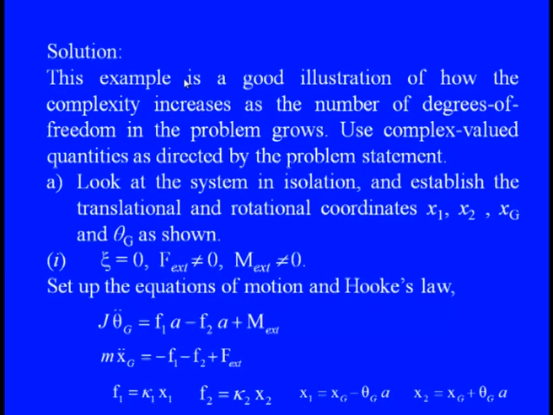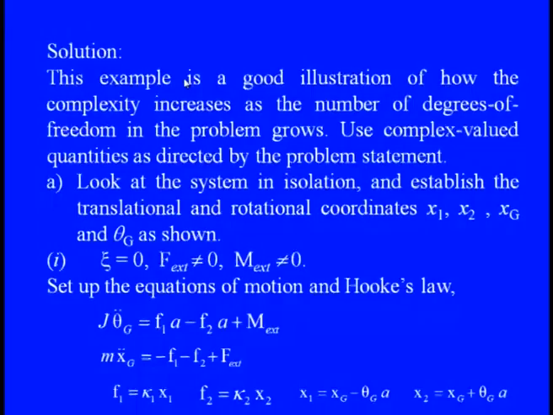Now if we go towards the other dimension, that is x, we have m times xg double dot, the inertia force due to the linear motion, equal to the restoring forces which are opposing, so it is minus F1 minus F2, and the other part, the spring forces acting upward, while the F excitation acts downward, so plus F excitation. Now we can say that F1 and F2 are equal to k1 x1 and k2 x2, where x1 and x2 are the linear displacements, and k1 and k2 are the spring rates, or the stiffness of the corresponding springs.